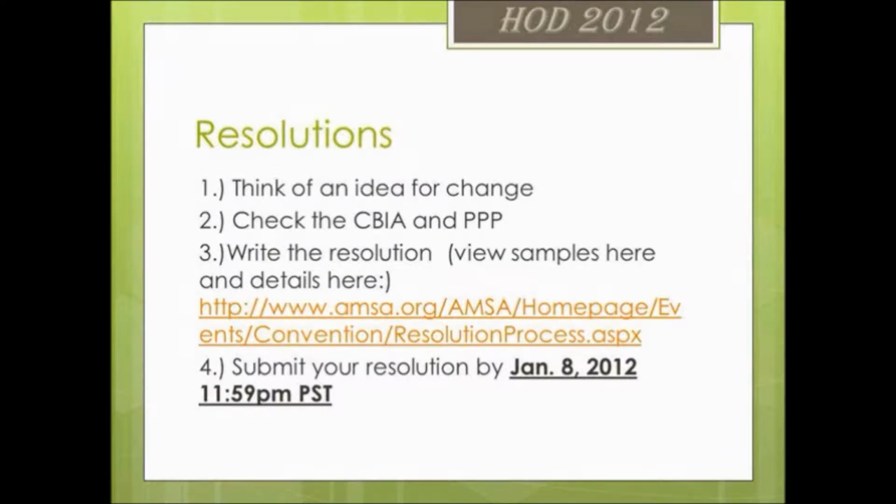Next, chapters meet to decide how their delegates will vote. This is one of the most important steps. It's extremely important that chapters meet and discuss resolutions prior to convention. Chapters should arrive at a consensus on each resolution and identify any changes they would like to see.